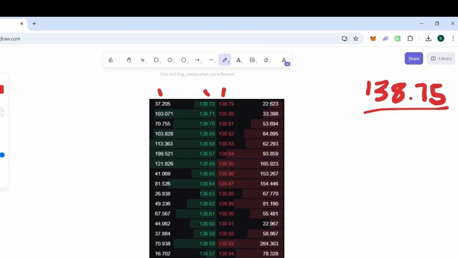These are the sizes that the bidders want to buy. These are the sizes listed according to the price level that the bidders are offering to buy. All right? And these are the sizes that the sellers want to sell. These are the sizes listed on this side of the order book.